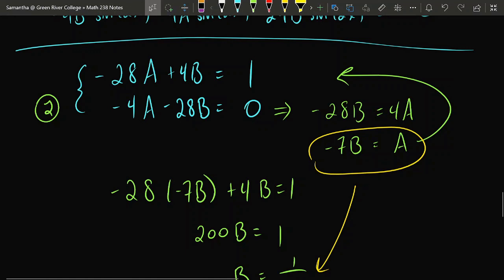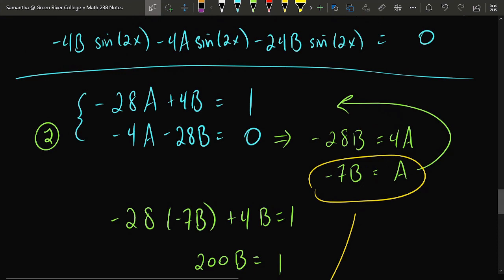So this concludes today's material. We practiced finding the general solution to a non-homogeneous ODE by first finding the complementary function, then finding one particular solution, and then combining those to get the general solution.